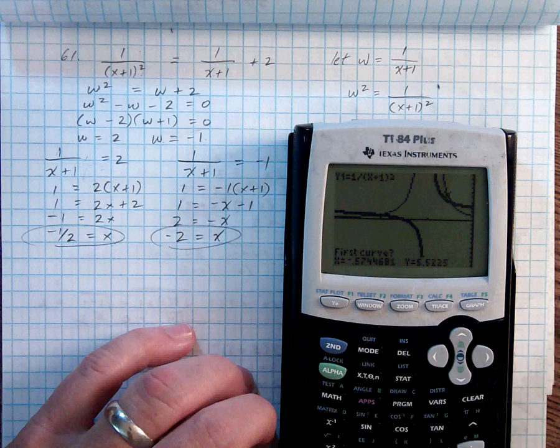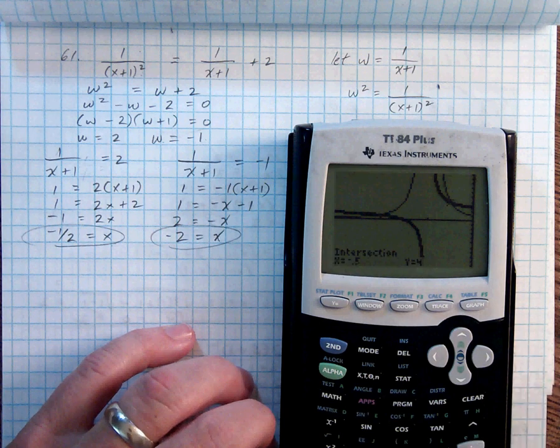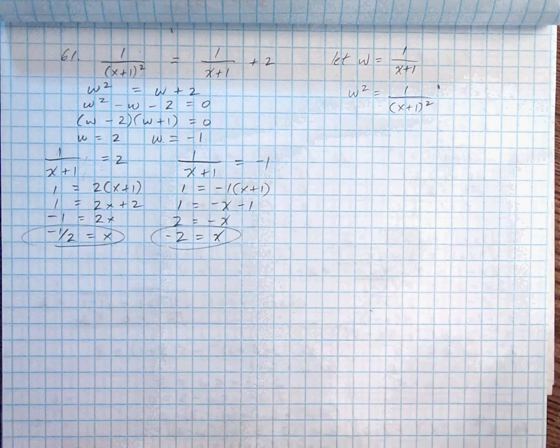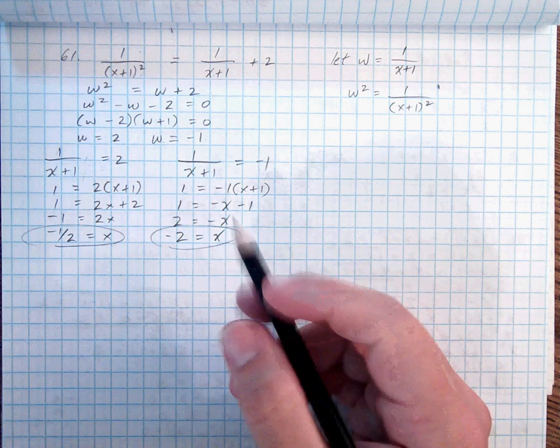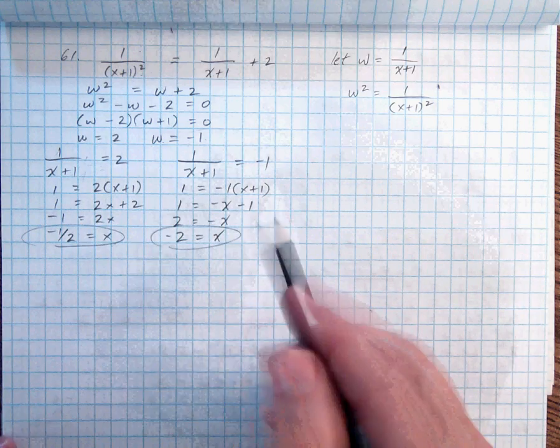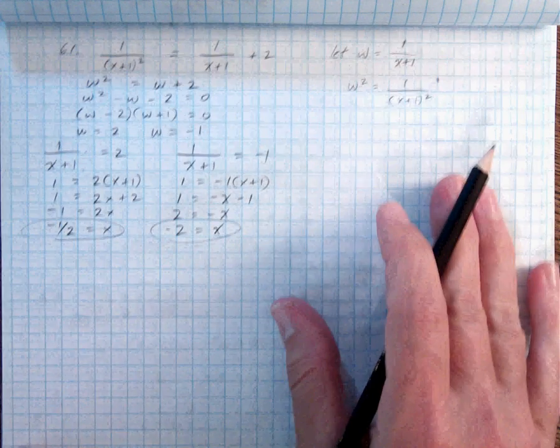There it is, and -0.5. So that works out. So that's number 61. The next section we're going to talk about is absolute value equations.